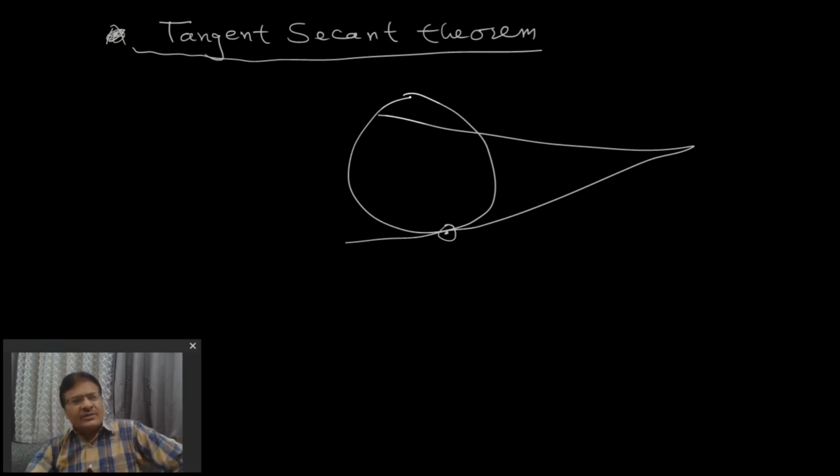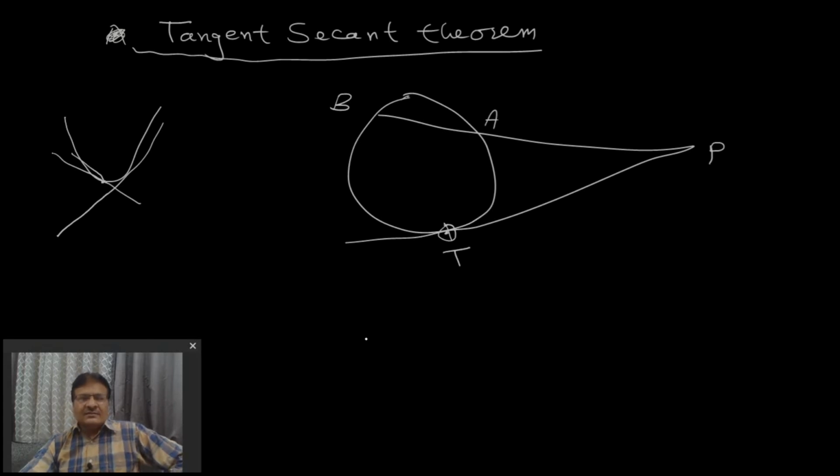Not only in a circle, suppose this is a diagram of a parabola. Everywhere you can find a tangent. This is a tangent line. There is more than one tangent for the same figure, so here also on this circle many tangents can be drawn. Suppose this point is P, this point is A, this point is B, and this point is T. So PA multiplied by PB equals PT square. This is the theorem known as the tangent secant theorem.